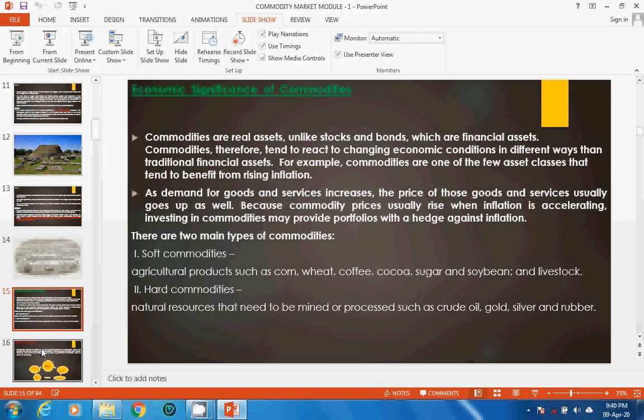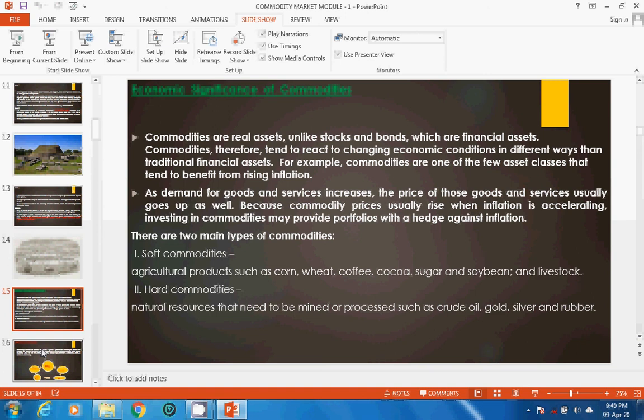As demand for goods and services increases, the price of these goods and services usually goes up as well, because commodity prices usually rise when the inflation is accelerating. Investment in commodities may provide the portfolios with a hedge against the inflationary condition.